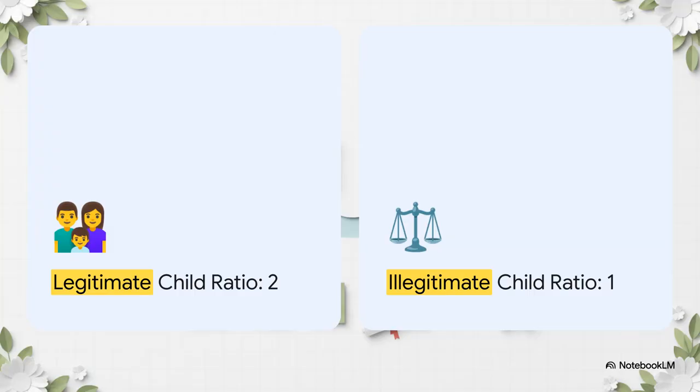When we factor in illegitimate children, the law applies a strict 2-to-1 ratio. That means an illegitimate child's legitime is exactly half the size of a legitimate child's share. However, there is a very strict condition. Taking this share absolutely cannot impair or eat into that locked-in legitime of the legitimate children we just established.